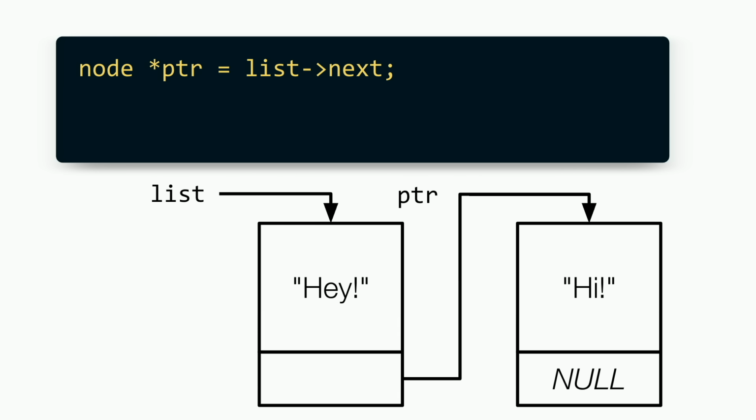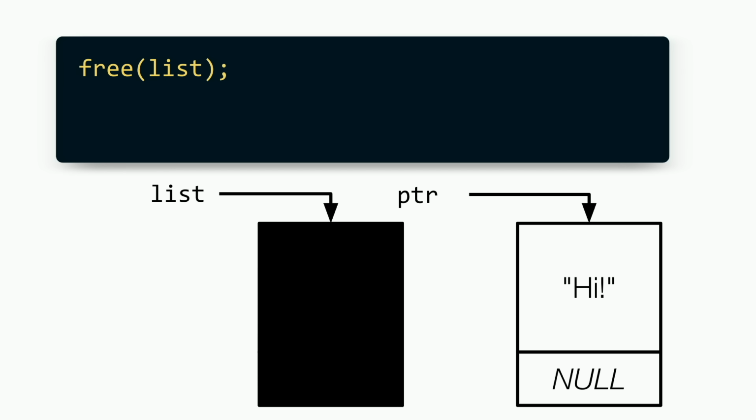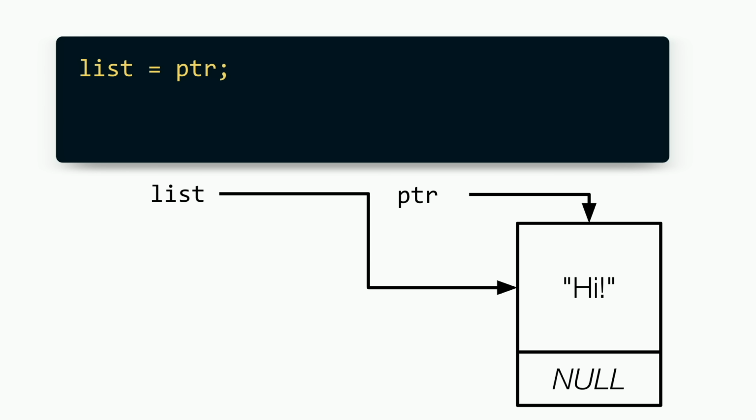So instead what we might consider is creating a pointer called ptr here, and we're going to set that to list next. And so now the address of that second node that before I orphaned, I'm saving this in a temporary pointer. So now I can free list, and I still have pointer pointing to the next node. And so I can reset list to pointer. So now it's at that new node.